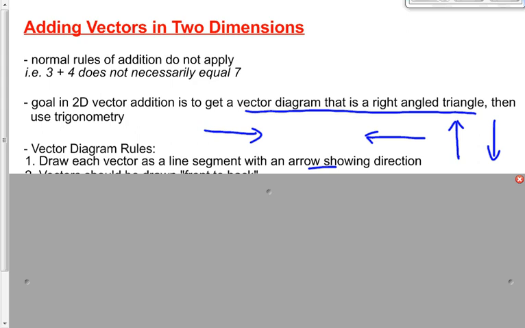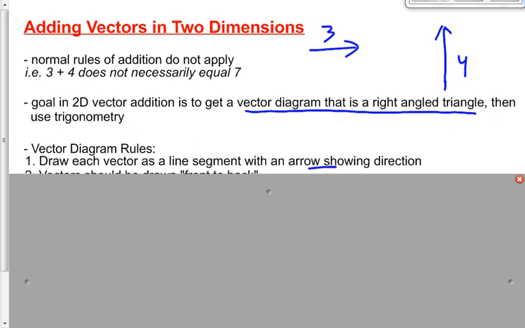Well, then we're going to draw another one. So if we have 3 to the east, let's say we got 3 to the east here, and we've got 4 to the north, well, now we have 2 vectors drawn, right? But the key here is this.